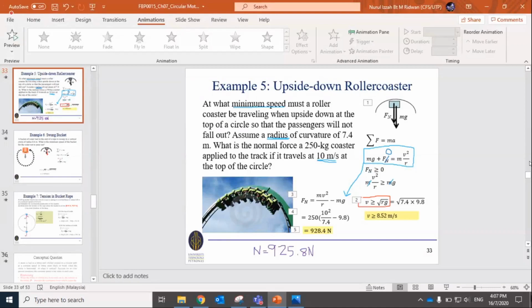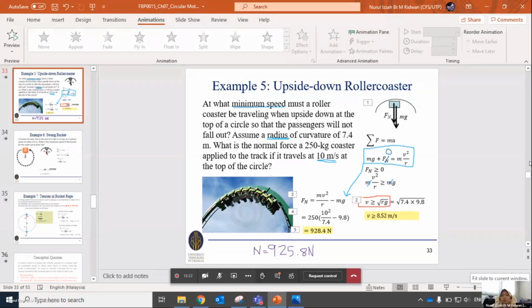There are a few equations that you need to remember, starting from s equals 2 pi r for the full circumference, and then velocity equals 2 pi r over T for the full period, the full cycle. We have a_c equals v squared over r, and also F equals m a_c.